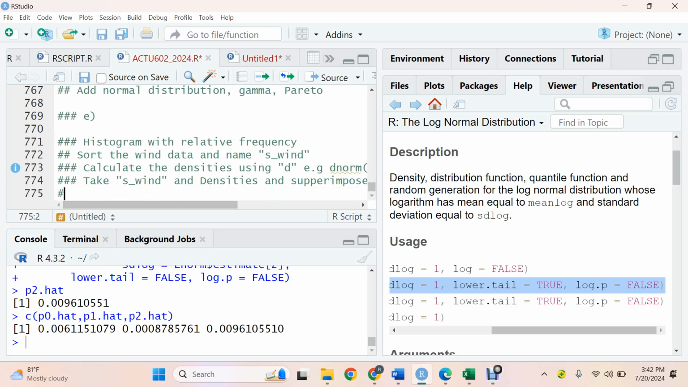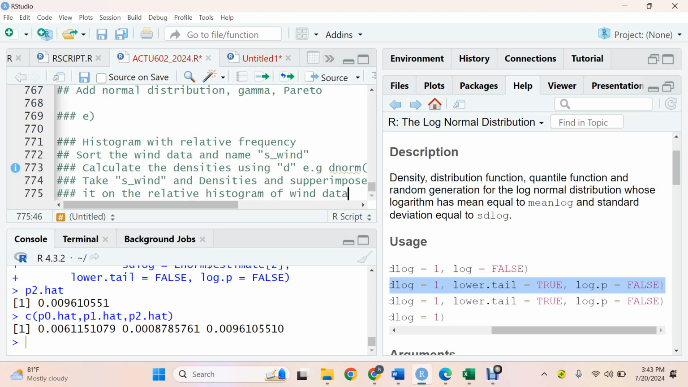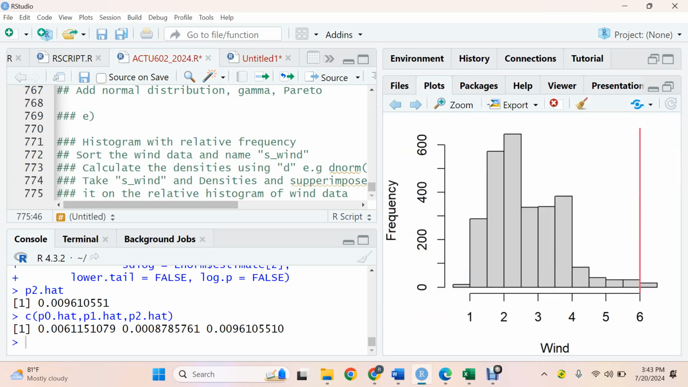So you superimpose it on the histogram. Actually, if you don't do it relative, if you do the histogram of wind data, what will happen? All of them will be at the bottom part, because the density is between 0 and 1, whereas the frequency was somewhere even over 600. So this should be converted to density or relative frequency. That's it.